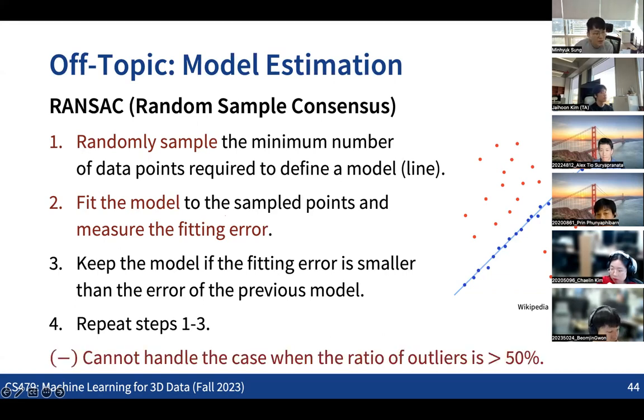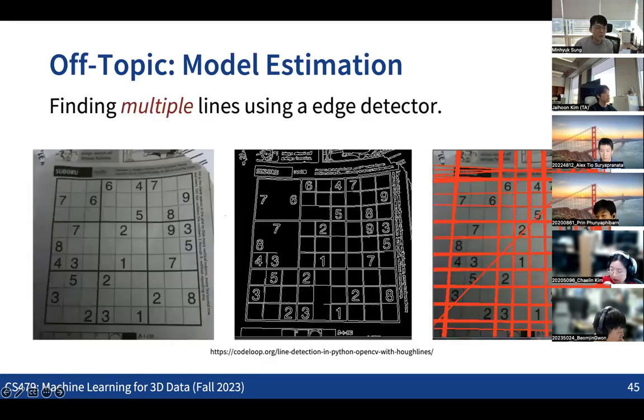But still the downside is that this idea only works when the number of outliers is not too big. If we start to have many outliers, even more than 50%, then it will be really hard to find the best model even with these RANSAC ideas. For example, when we want to find not a single model, but multiple models like this.